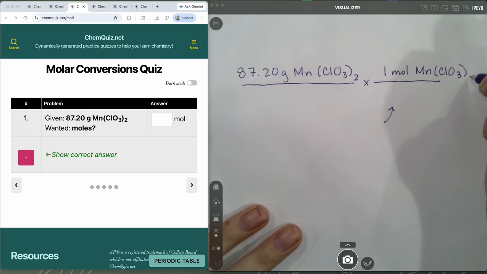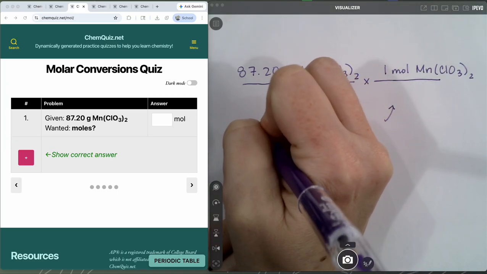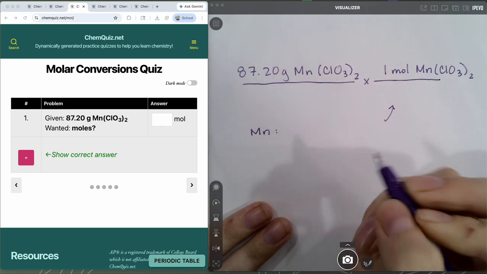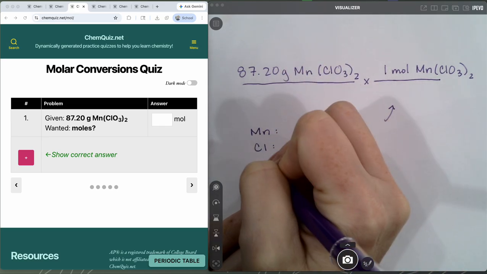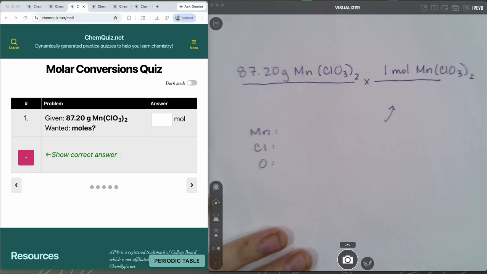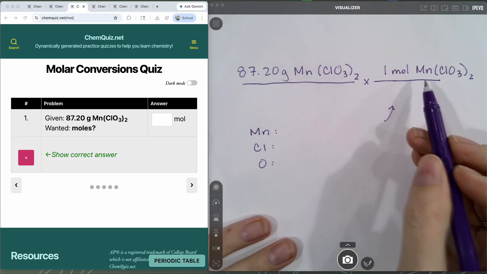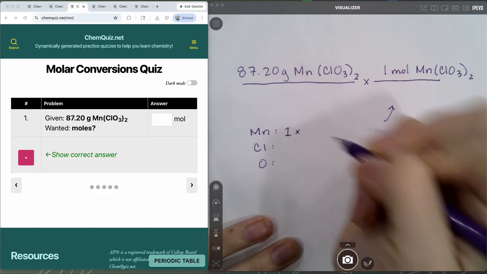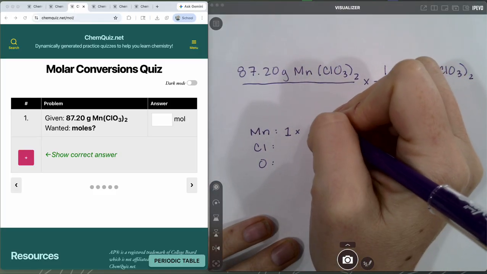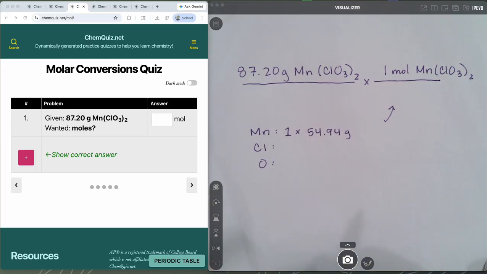Okay? So, how much does manganese chlorate weigh? 1 gram or 1 mole of it? You want to find whatever the Mn weighs. Okay. Which is, who knows what manganese is? 54.94. Okay. And how many of those do I have? We just have 1. Good. So 1 times 54.94 is 54.94 grams. All right. What next?